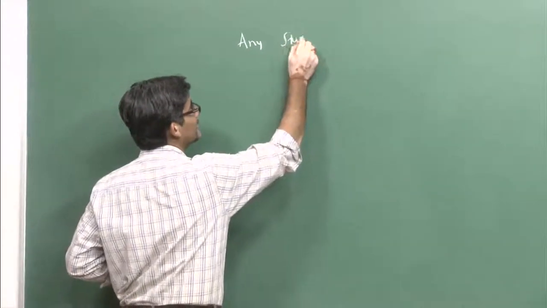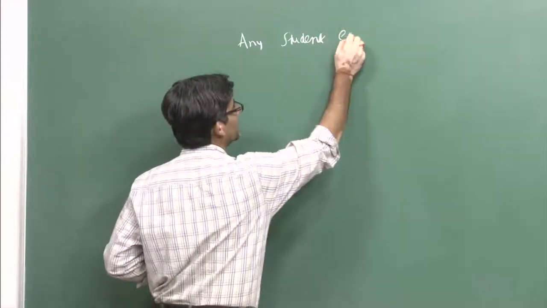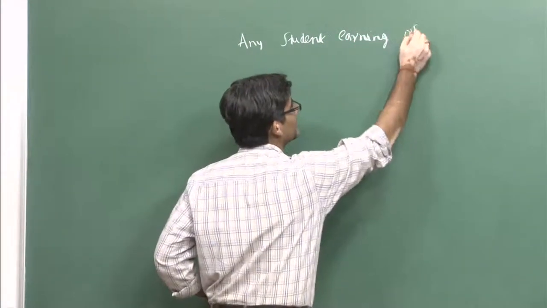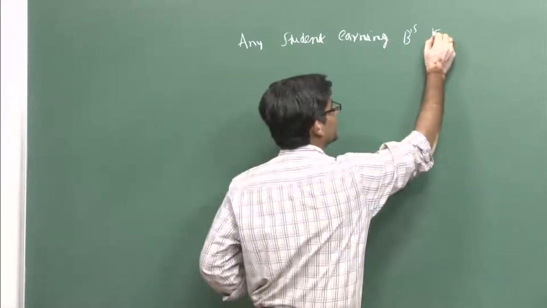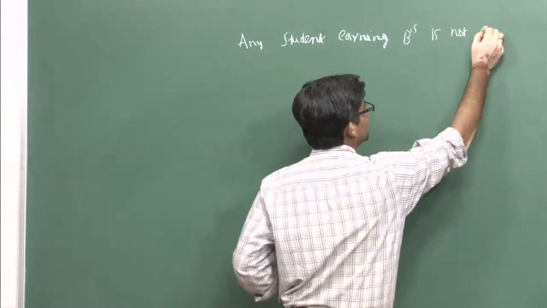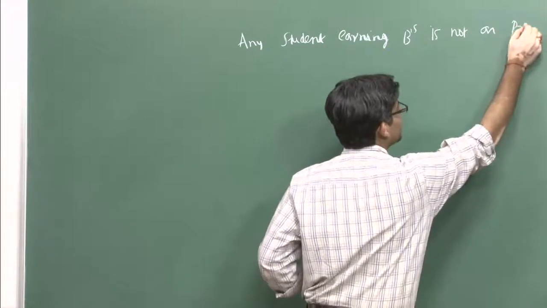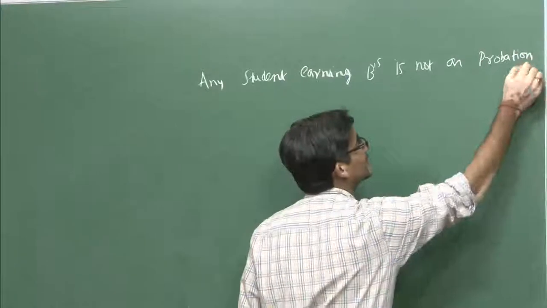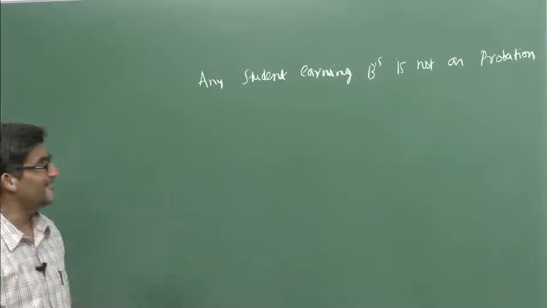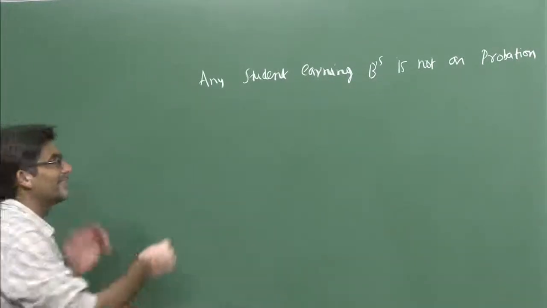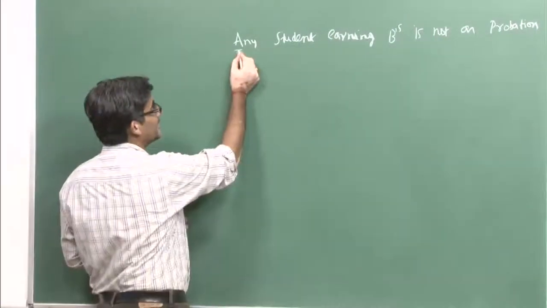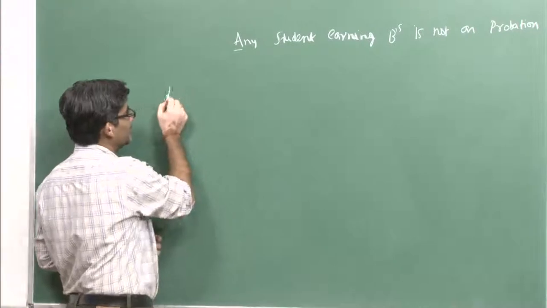Any student earning B's, he got all B's, is not on academic probation. That is, simply write it like this. So what does this sentence convey? Now we need to look at the first letters of this sentence. This first word is considered to be an A proposition.